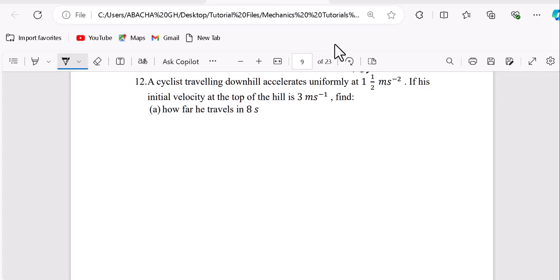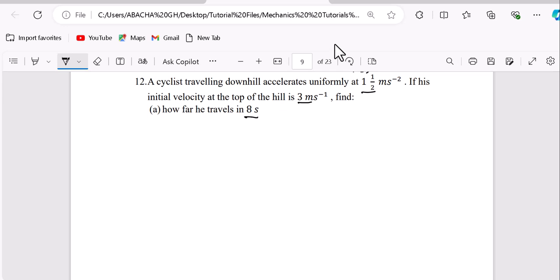Okay, so welcome back. We have our next question, which reads: a cyclist traveling downhill accelerates uniformly at 1.5 meters per second squared, with his initial velocity at the top of the hill being 3 meters per second. That's this velocity, this acceleration. And so they are saying that we should find how far he travels in 8 seconds.